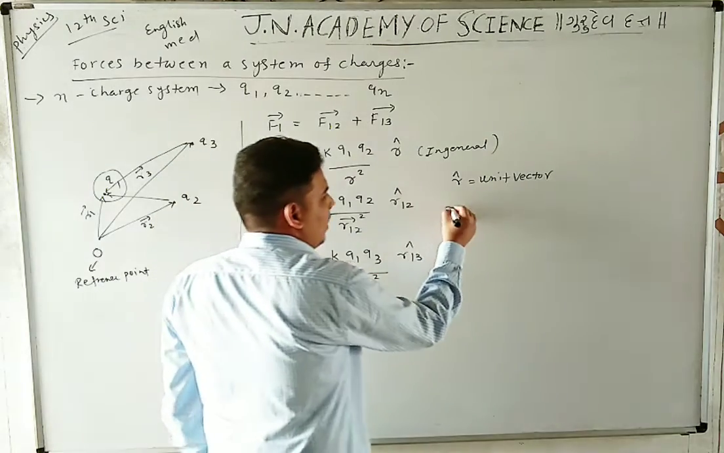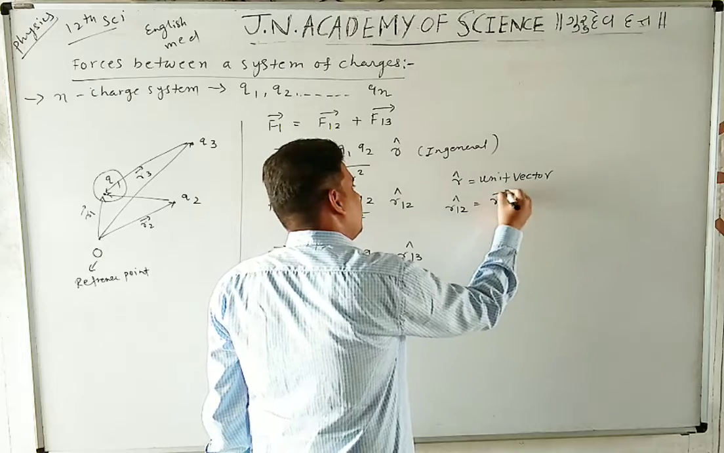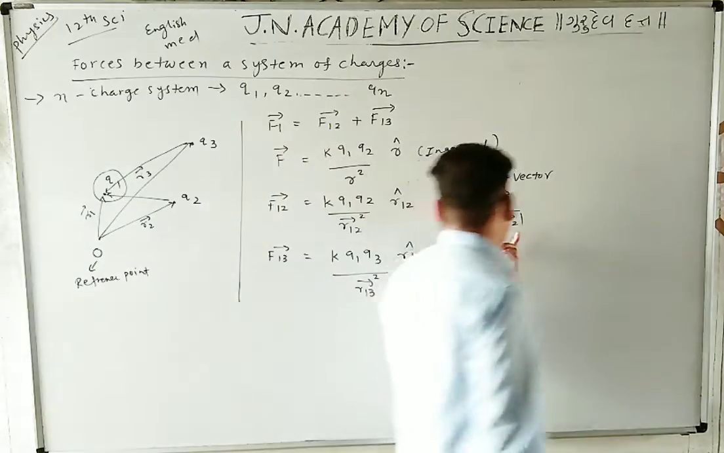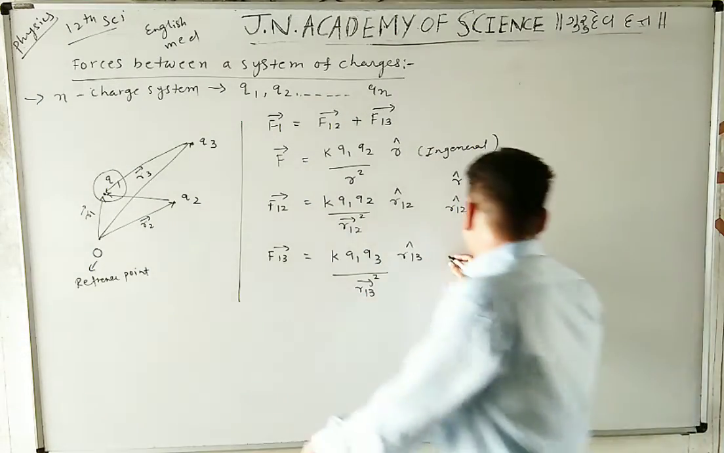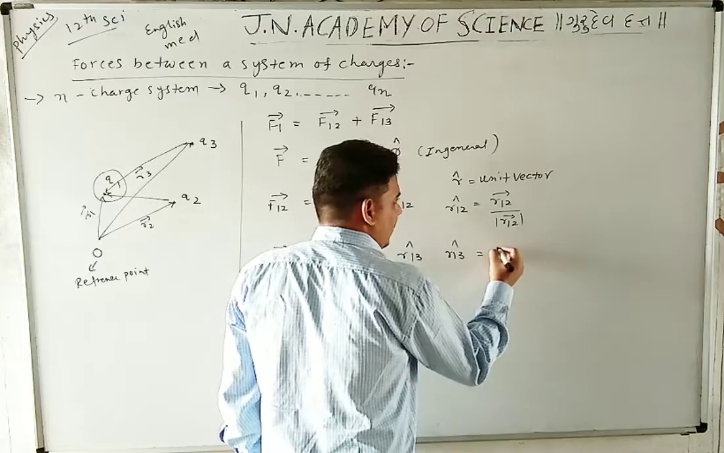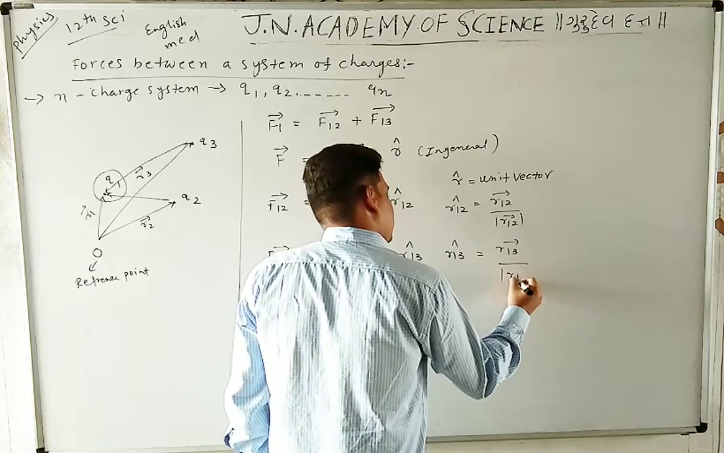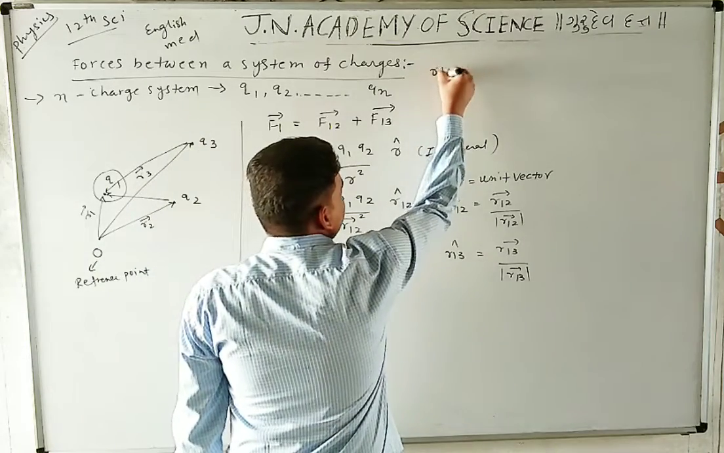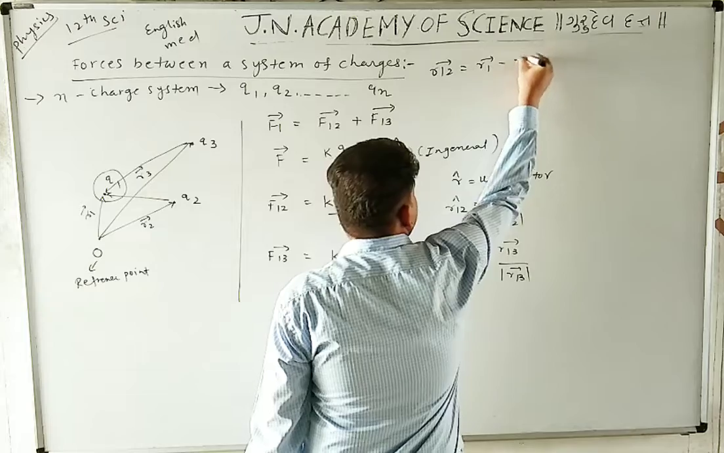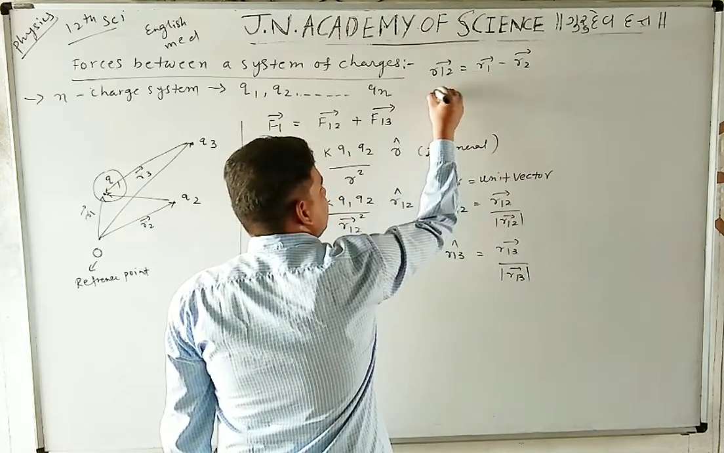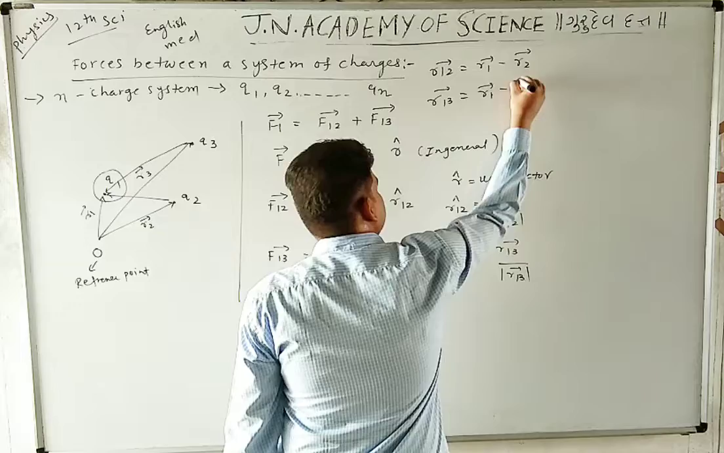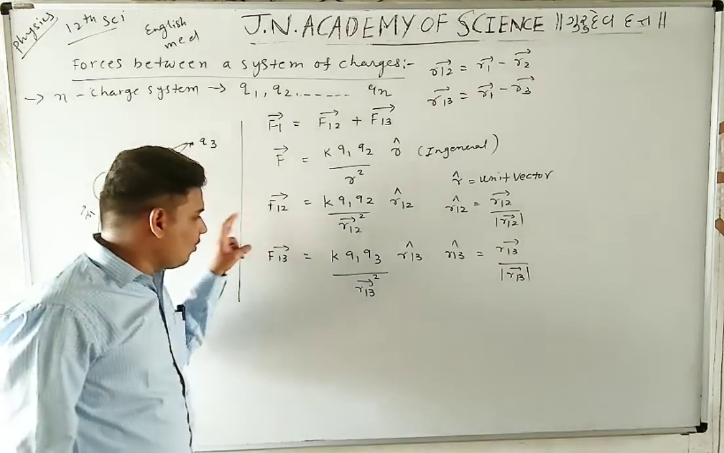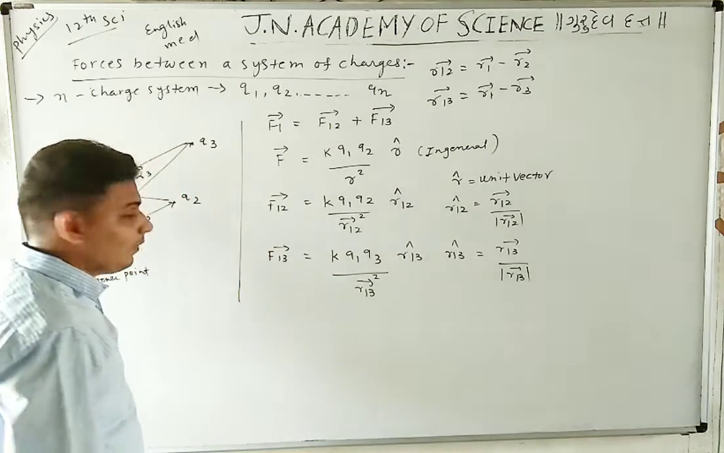And we already know R12 cap means R12 bar divided by the modulus of R12 bar. Then R13 cap you can also write as R13 bar divided by the modulus of R13. And what is R12? We already did R1 minus R2. And what is R13? R1 minus R3. That is how we can represent it. Now you have F12 and F13 for this system of 3 charges.